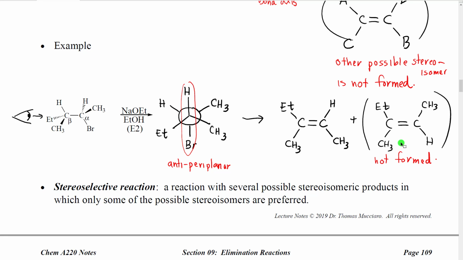A stereoselective reaction is a reaction where we have more than one possible stereoisomer of our product. So in that example, we had the cis and the trans both possible. However, only one or only a few of all the possible ones are preferred. In this case, only this one is preferred or selected from among all the possibilities. So stereoselective, selecting one stereoisomer out of the possibilities.